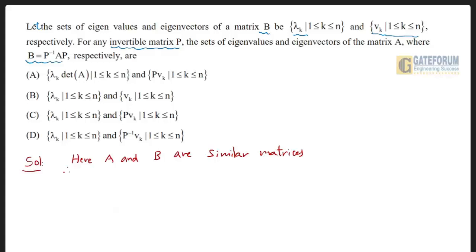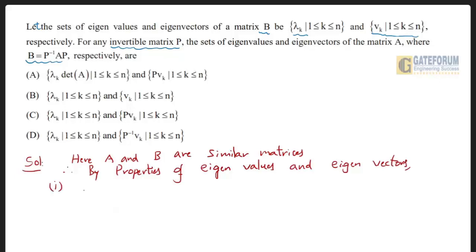So therefore, by properties of eigenvalues and eigenvectors, first point: A and B, where B is nothing but P inverse into A into P, have the same eigenvalues.